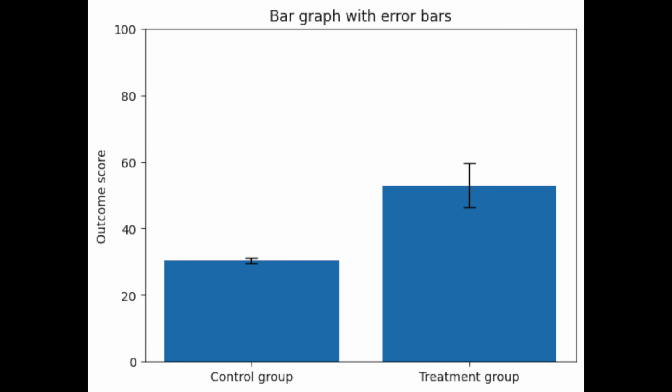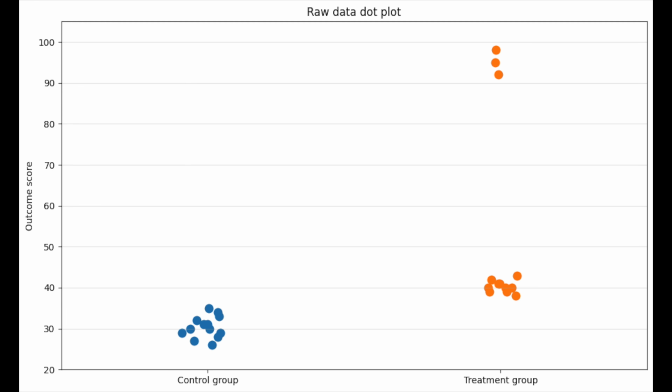Here's a scenario. A published paper reports a comparison between a treatment group and a control group using a bar graph. The treatment bar is higher. The error bars don't overlap. The paper concludes that the treatment significantly improved outcomes. You obtain the raw data. When you plot a dot plot of the treatment group, you see 10 participants clustered around 40 and 3 participants with scores above 90. The control group forms a single cluster around 30.